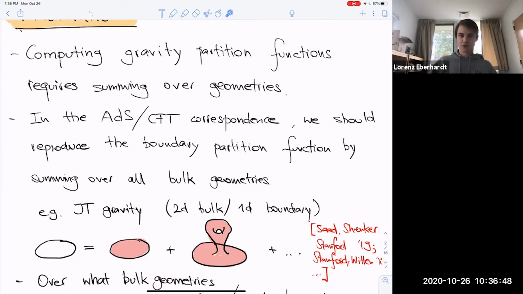All right. So for instance, one example where this was made very precise recently is JT gravity. There we have a 2D bulk theory and a 1D boundary theory. So we can compute, for instance, the circle partition function in the boundary. And if we want to compute this gravitationally, then we should sum over all the possible bulk geometries. The simplest one would be just a disk, where you just fill in the circle. But then there is a bunch of higher genus corrections. So you can put these handles on the disk, and you need to sum all of those. And then there are even some non-perturbative completions you have to worry about. But you have to sum all of those to reproduce the boundary circle partition function.